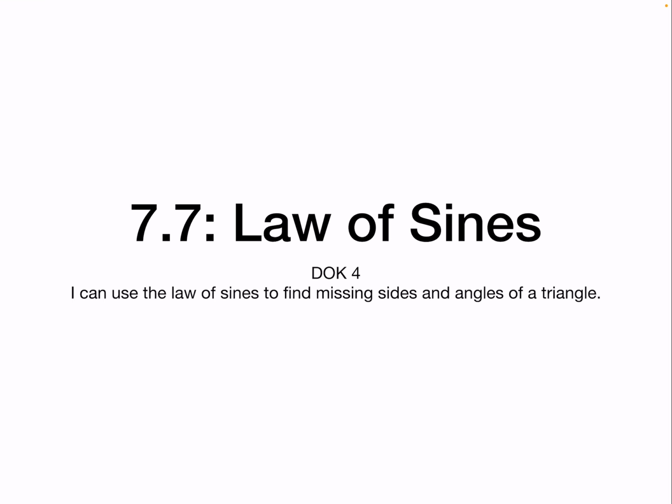All right, guys, today we're going to be covering 7.7 Law of Sines. Our depth of knowledge today is a level 4 of 4, and our learning target is: I can use the Law of Sines to find missing sides and angles of a triangle.